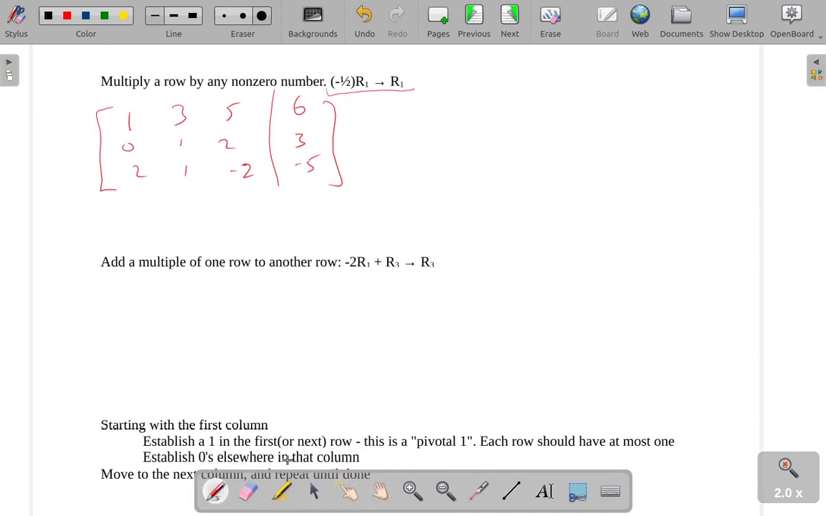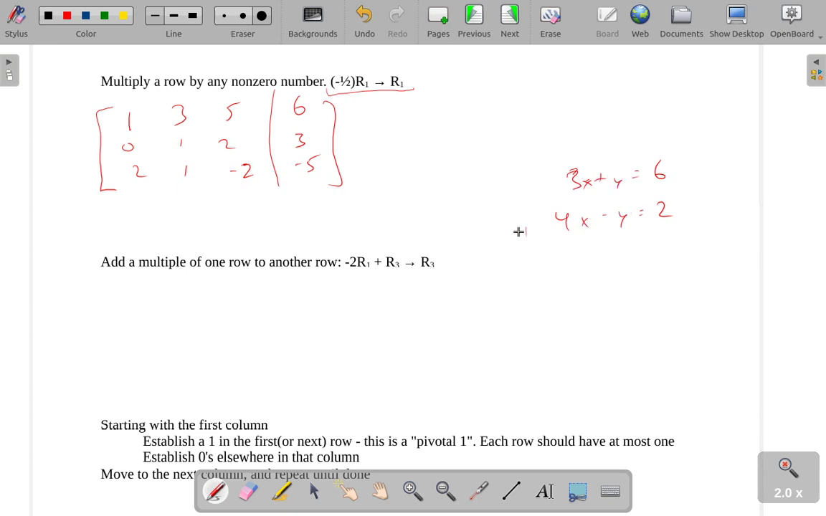The last thing we can do is add a multiple of one row to another row. This one might be a little bit tricky. If you did the elimination method back when you were dealing with 2 variables, say you had 3x plus y equals 6 and 3x minus y equals 2. Okay, that's a bad example, let me not do 3x on both of those. 3x and, I don't know, 4x.